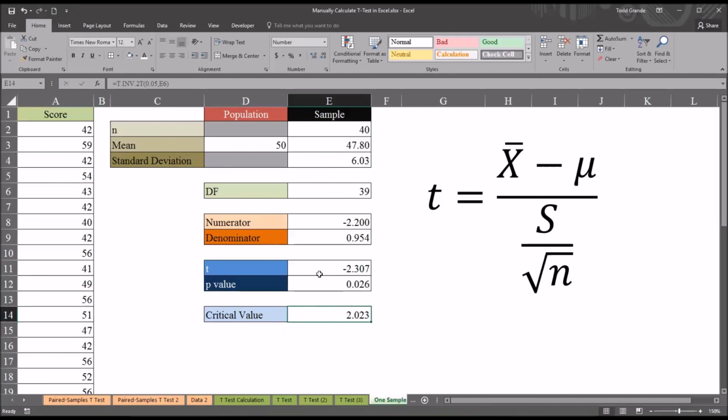And notice here that the absolute value of the t-statistic is greater than the critical value. So we know in this instance we're going to reject the null hypothesis. And of course we know that from the probability value as well. 0.026 is less than the alpha of 0.05. So we would reject the null hypothesis that there's no difference between the sample and the population. So here we would say the sample is different than the population. So the observed anxiety scores in our sample are statistically significantly lower than the average anxiety score.